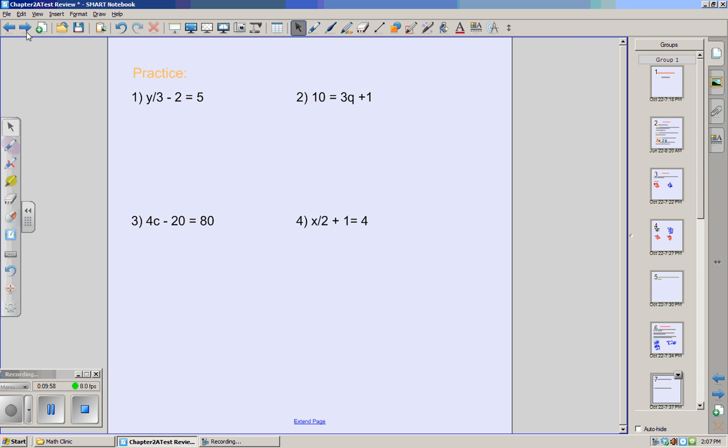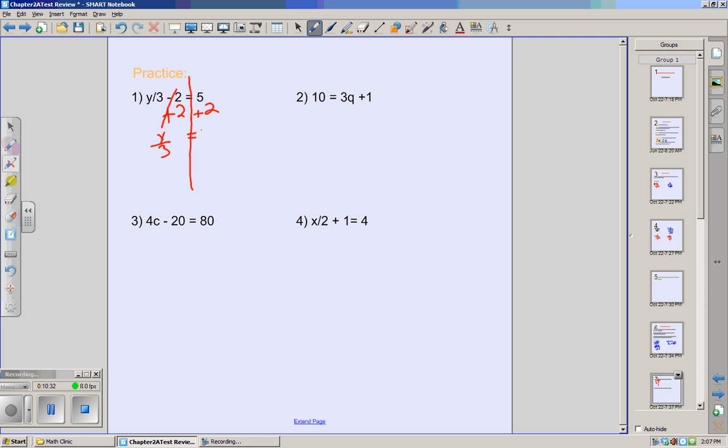Back to it. I begin with drawing my line right down the equal sign. Now, I'm going to start with the number that's not attached to the variable. The y divided by 3 is attached, so I'm going to start with the minus 2. The inverse of minus 2 is plus 2. What I do to one side, I have to do to both. On this side, the plus 2 and the minus 2 cancel out. I just have y divided by 3 remaining.